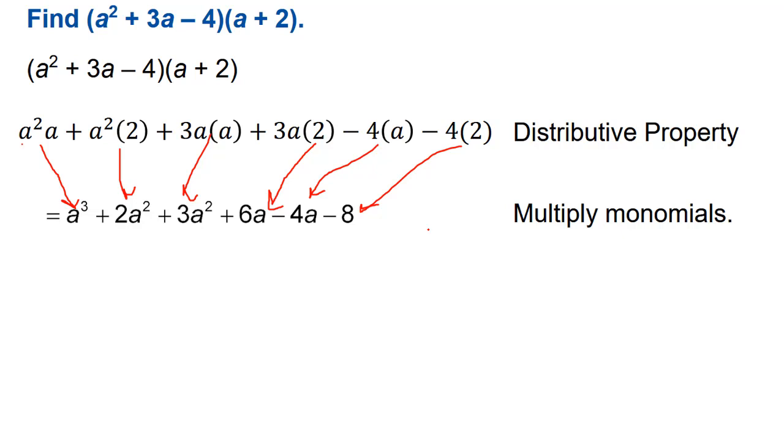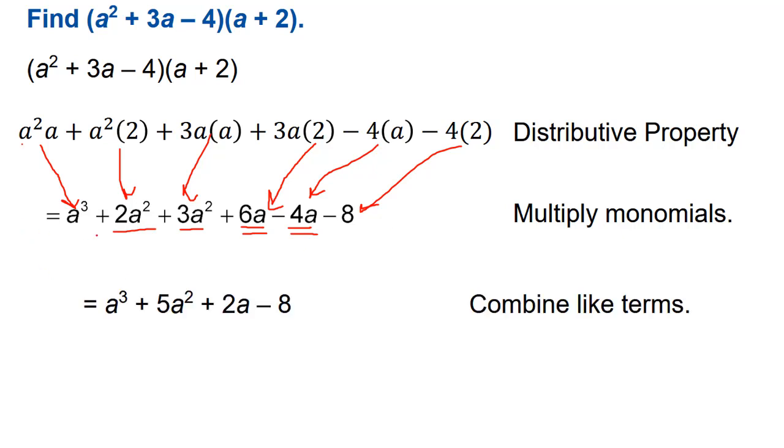So now we're going to look for any kind of like terms that we can combine. And here we have a 2a squared and a 3a squared in one family, and we have a 6a and a negative 4a in another family. The a to the third and negative 8 are each in their own families by themselves. So we're going to combine those like terms. The 2a squared and the 3a squared add together to give us 5a squared, and the 6a minus 4a is going to give us 2a.